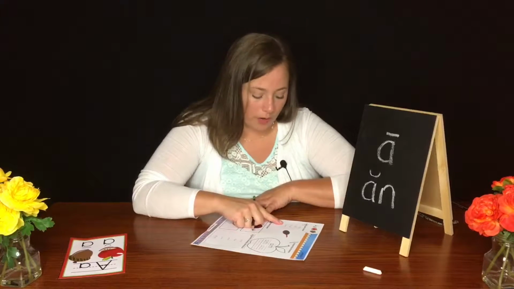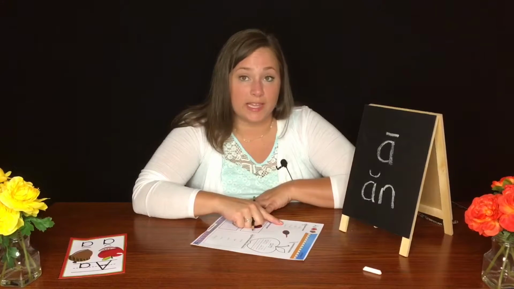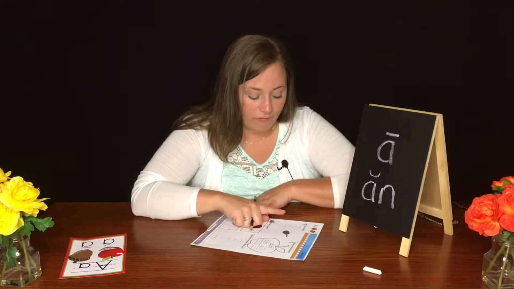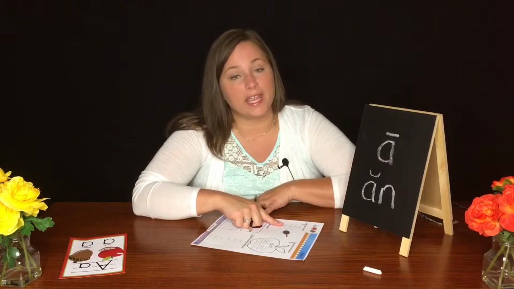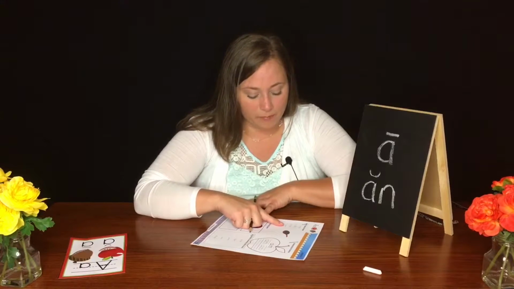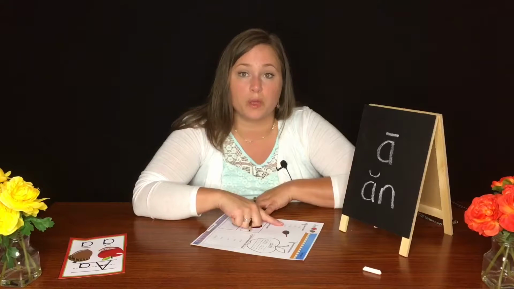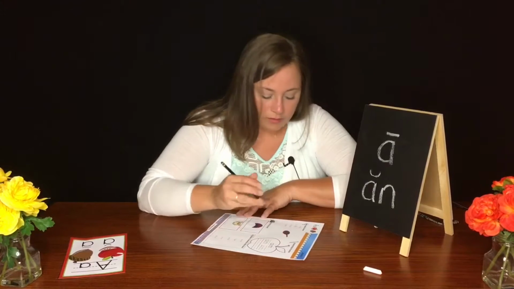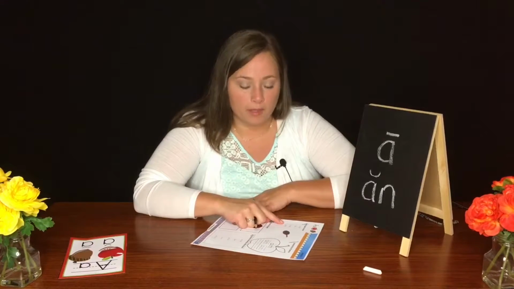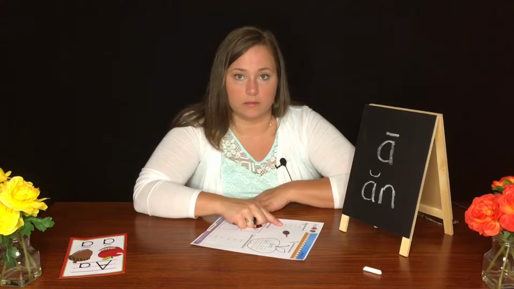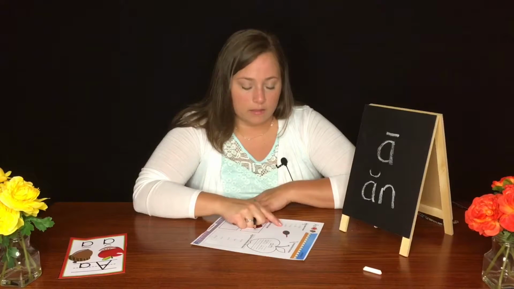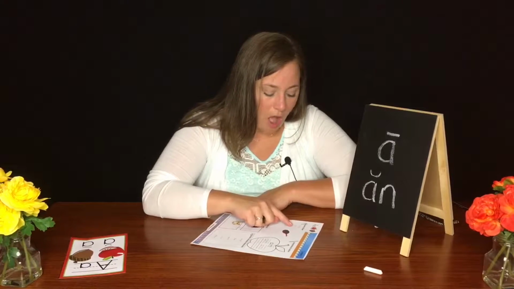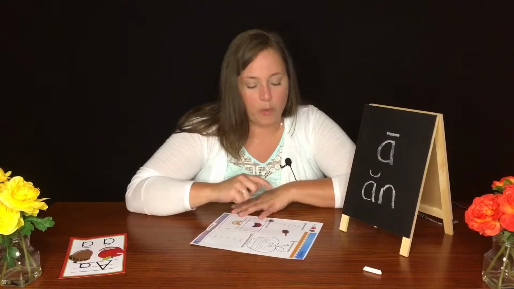Let's look at number 4. 4 has 3 letters. The middle letter is the vowel A, followed by the consonant N. So that N is stopping the letter A from saying its name. It's going to say its short vowel sound, so we're going to code it with a breve up above the letter A. Now let's say our sounds. P, a, n. Pan. Very good.